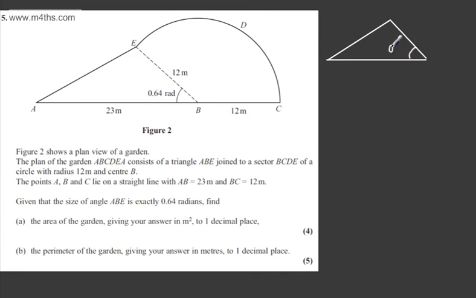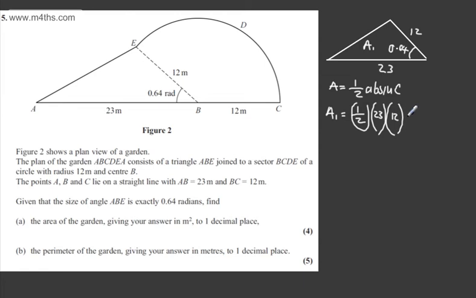So if we just write this in, 0.64. We've got the enclosed angle here, we've got 23 and we've got 12. We can now use the area is equal to 1/2 ab sine C. So using the information, we can say that this area, which I will call area 1, will be equal to 1/2 multiplied by the 23 multiplied by the 12 multiplied by the sine of the 0.64.